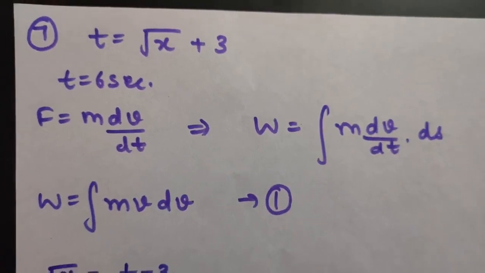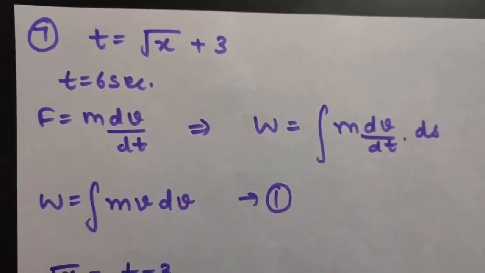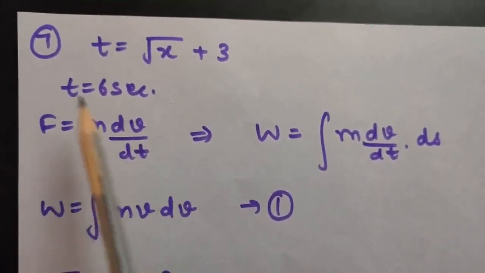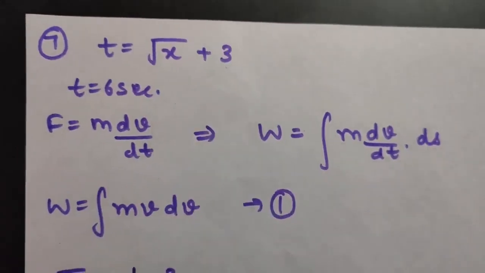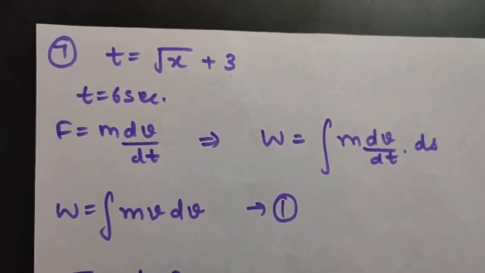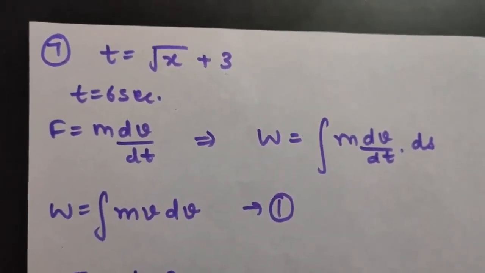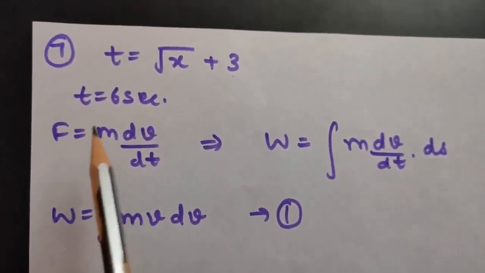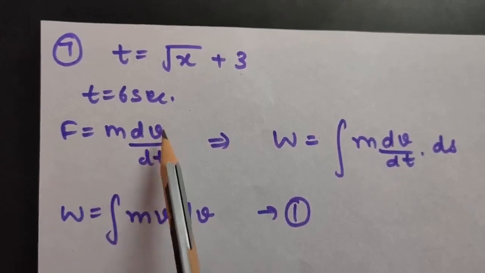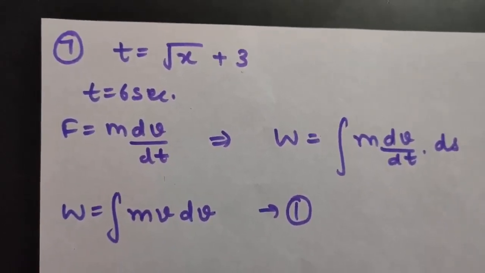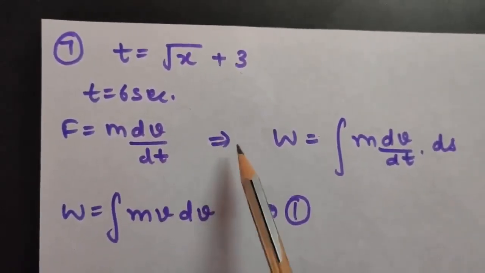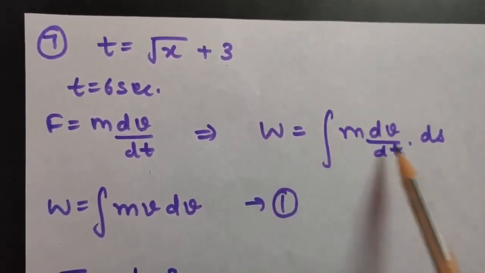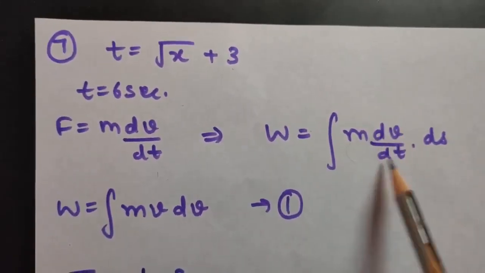Okay, so next is question number 7. In that it is given the displacement and the time are related by this relation. Then you have to calculate the work done in first 6 seconds. So for that, as you know, work done is force into displacement, and F can be written as m dv by dt, because a is dv by dt. So from here, work done will be force into displacement, that is m dv by dt dot ds.